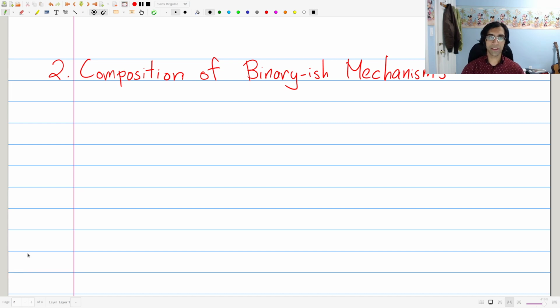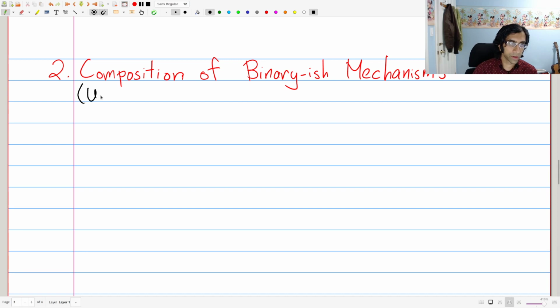For the remainder of today's lecture, we're going to show that composition of these binary-ish mechanisms can be done in this advanced way. That, in fact, the advanced composition theorem holds for just these ones with 4 different possible outputs. So by the argument in the previous part of this lecture, that shows that overall we have the advanced composition theorem.